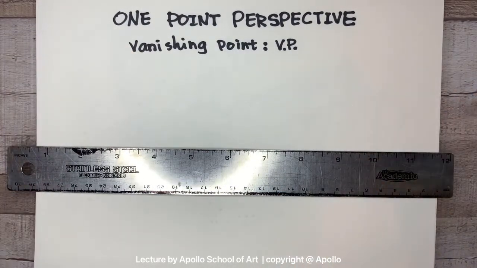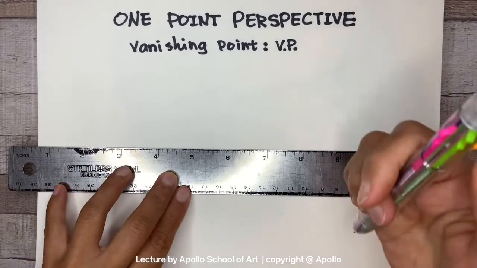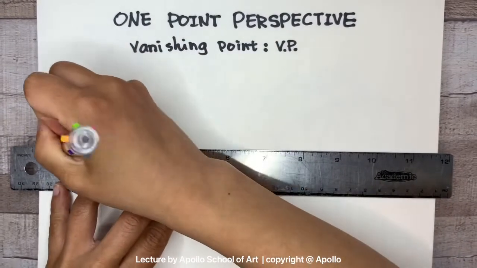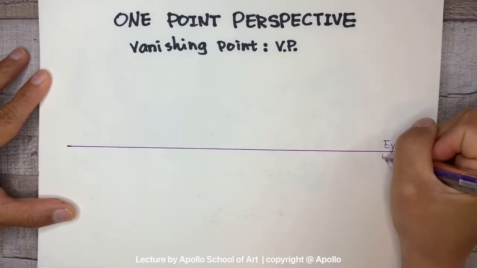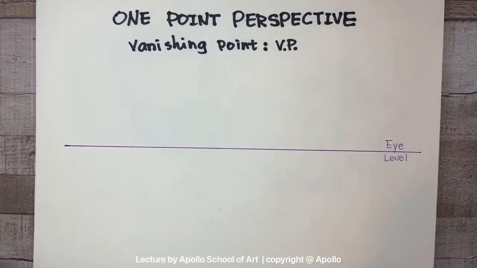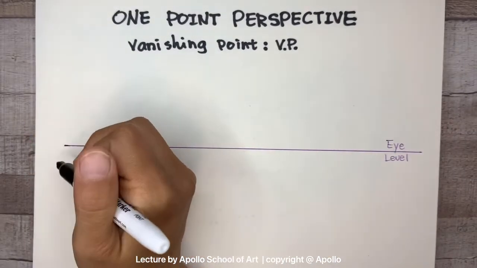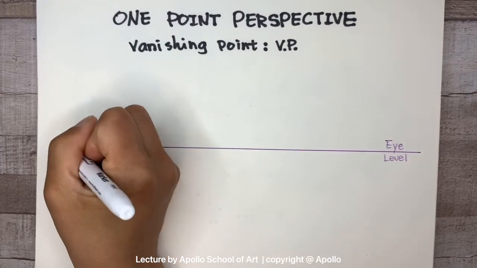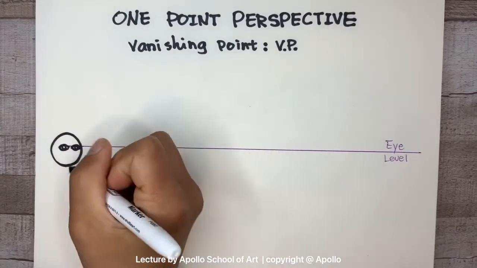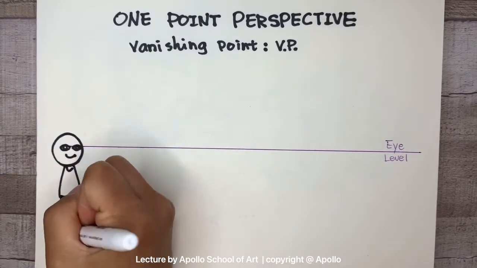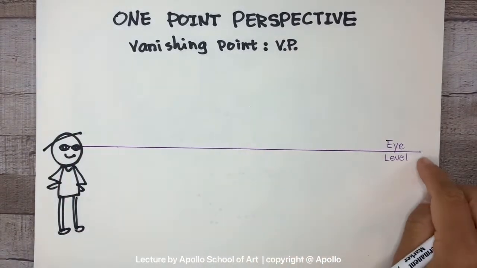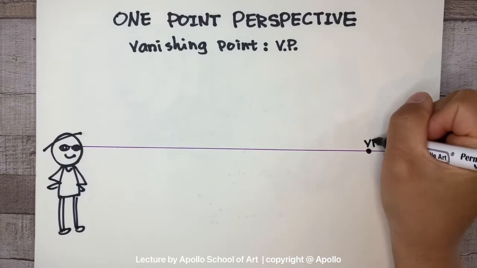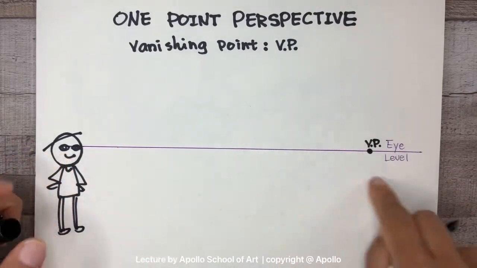Okay, first we have to create the eye level. I use purple for the eye level. Let me write it down. What is the eye level? The eye level is how high you are looking from. So where is your eye? Pretend that's my face and I've got my eye right here. See my tricky eyes? And I'm smiling. I'm standing right here and looking at here. That's my VP. The VP, the vantage point, has to be on the eye level.